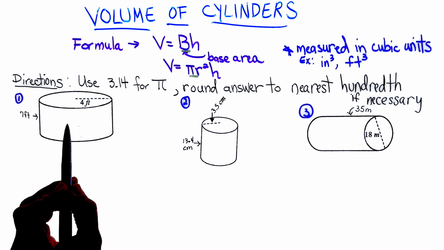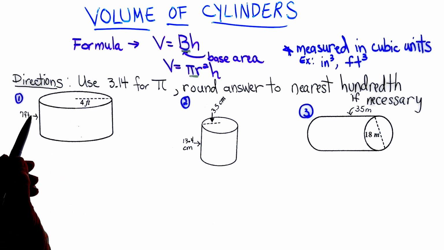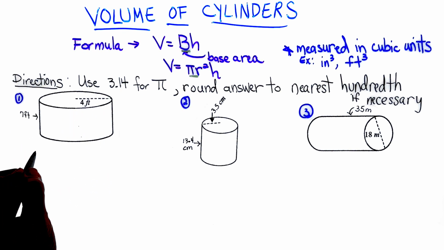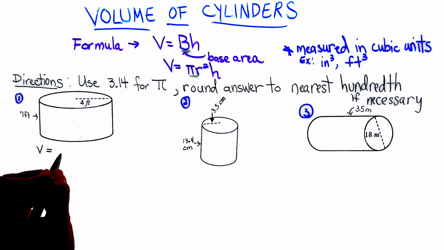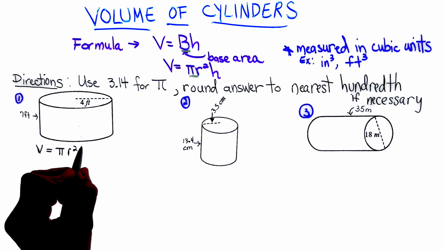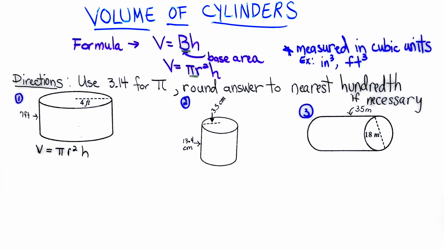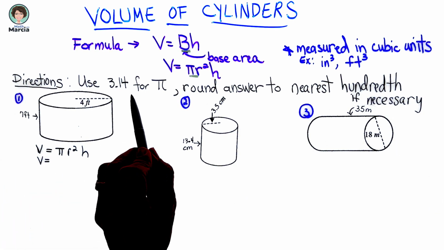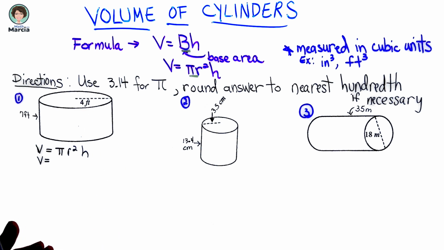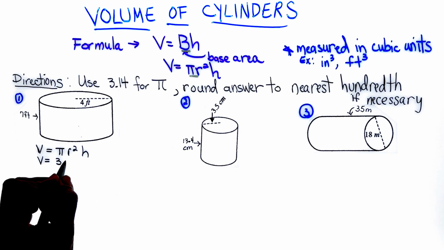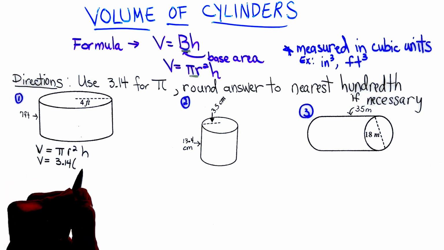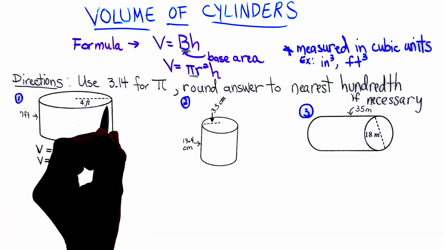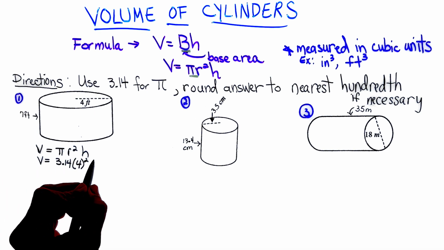I have a cylinder. I see the radius is 4, the height is 7. So of course, I'm going to start off by writing my formula. Volume is equal to pi r squared h. Now I'm going to go ahead and substitute in my values. Notice the directions said we're going to round to 3.14 for pi. And then when we're done, our answer is going to be to the nearest hundredth. So here's 4 squared for the radius. The height is a 7.